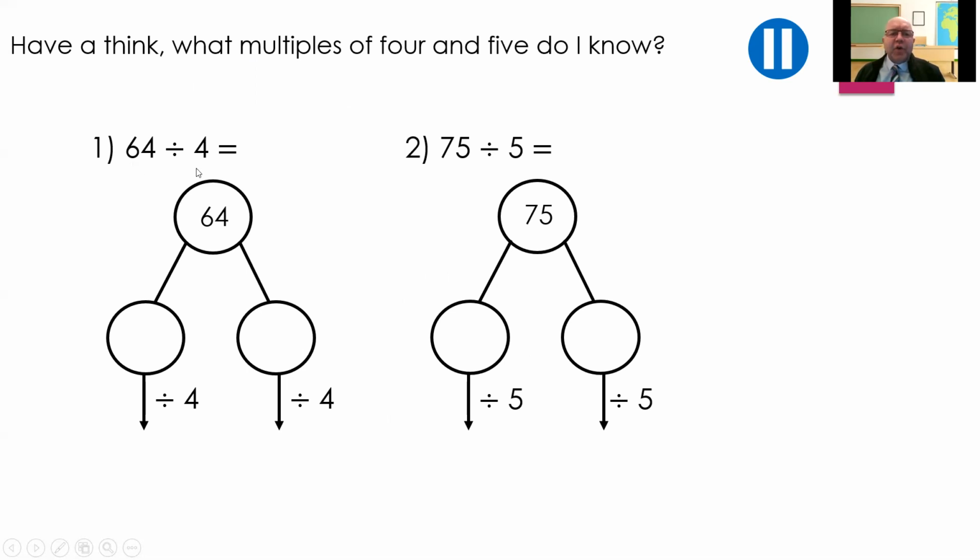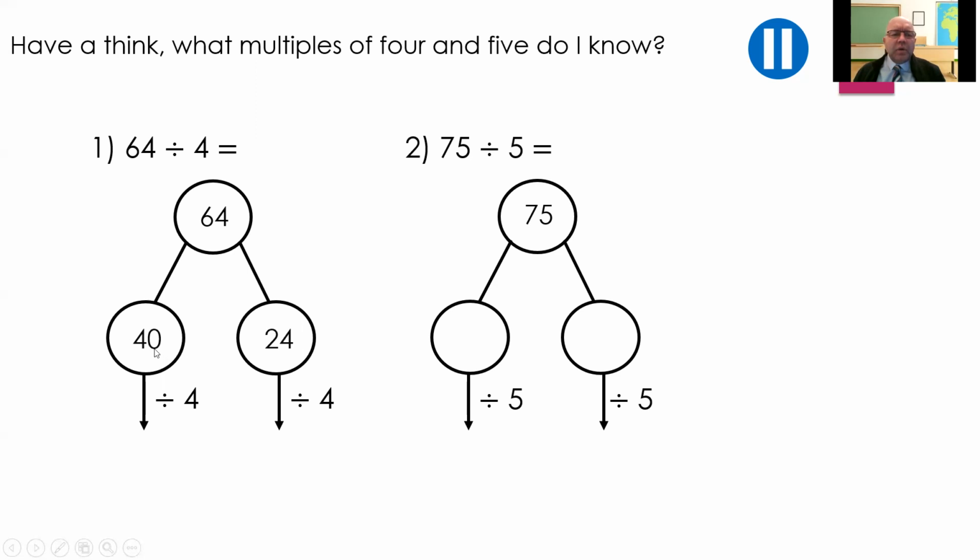Okay, 64 divided by 4 and 75 divided by 5. So for the 64, I am looking for 2 nice numbers that add up to 64 that are in my 4 times table that I'm familiar with. And for 75 divided by 5, again, 2 numbers that add up to 75 that are in my 5 times table and I'm familiar with. Pause the video, have a go.